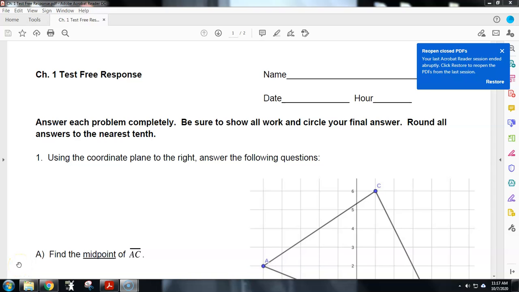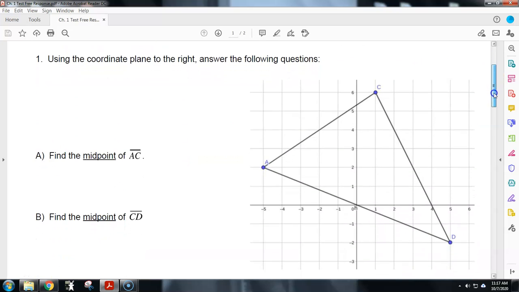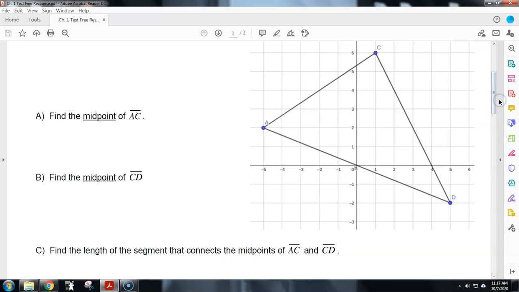All right, chapter 1, free response. Let's take a look at what we got and go through this. So using the coordinate plane, answer the following questions. Find the midpoint of AC.